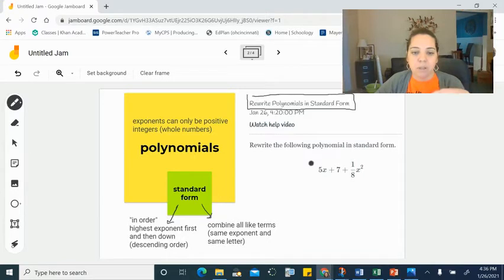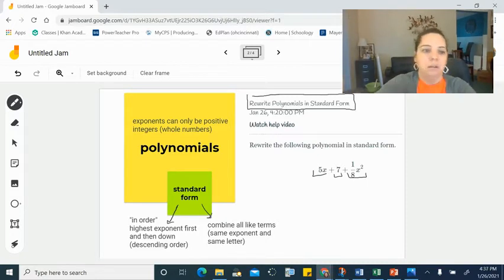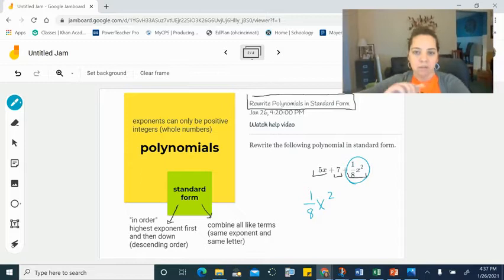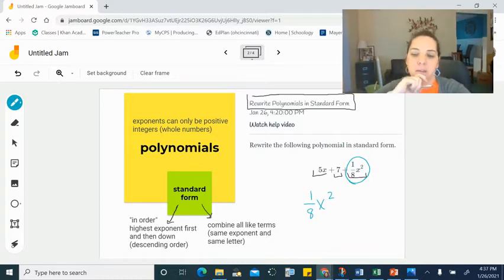So let's do this example. And when I say in order, highest exponent first, and then exponents go down. We call that descending order. So with this example, rewrite the following polynomial in standard form. Well, which one of these terms? So here's a term, here's one, and here's one. Which one of those terms has the highest exponent on the letter? X squared, so that goes first. That whole term, the coefficient, 1/8, and the variable, x squared, go first.